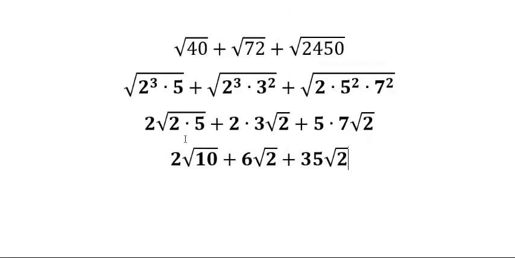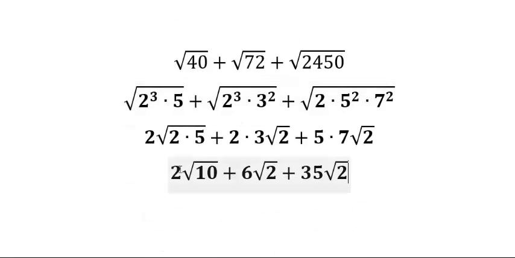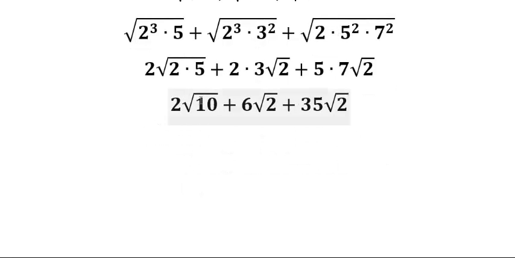That's basically simplification of roots. I already simplified them once they are in this form. And once they are in this form, I can simplify like terms. This one has a square root of 2, and this one also has a square root of 2, so I can add them. 6 plus 35 will be 41. Remember that we never add the square roots, we only copy the square root. So this will be 2 square root of 10 plus 41 square root of 2.